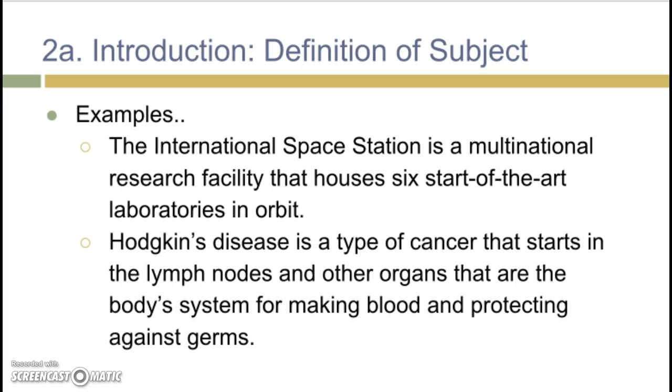Here are some examples of the definition of the subject. The International Space Station is a multinational research facility that houses 6 state-of-the-art laboratories in orbit. Or here's another one. Hodgkin's disease is a type of cancer that starts in the lymph nodes and other organs that are the body's system for making blood and protecting against germs.